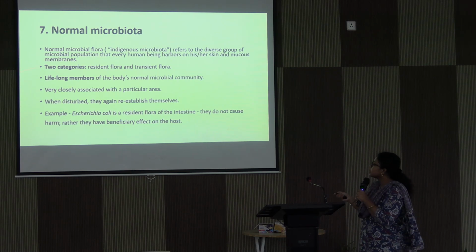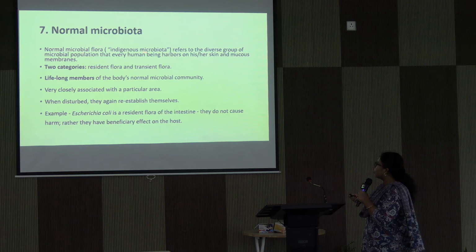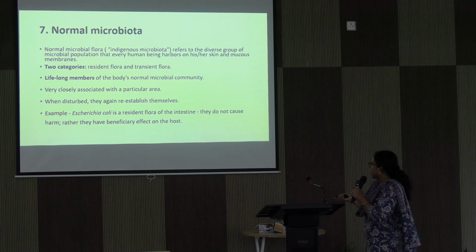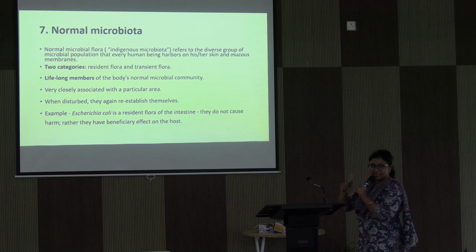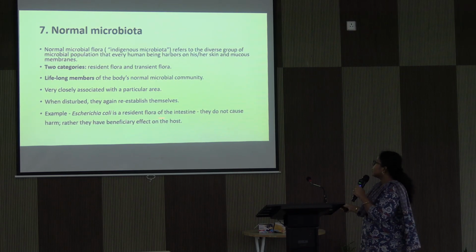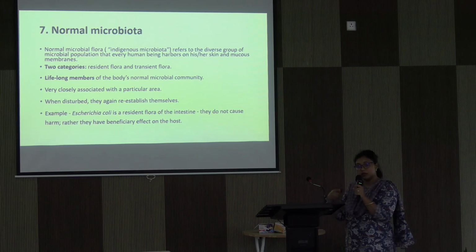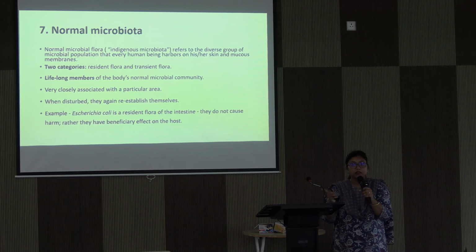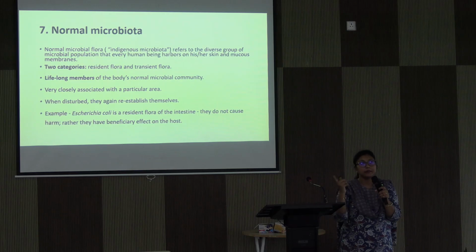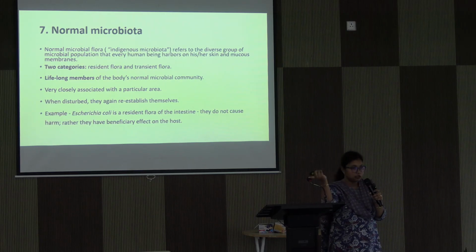You have to write what is normal human microbiota. Then there are two categories: resident and transient flora. And then one example you can give, that is E. coli is a resident flora of the intestine. They do not cause harm, but they are beneficial. But the same E. coli can cause harm if it is introduced in another region.